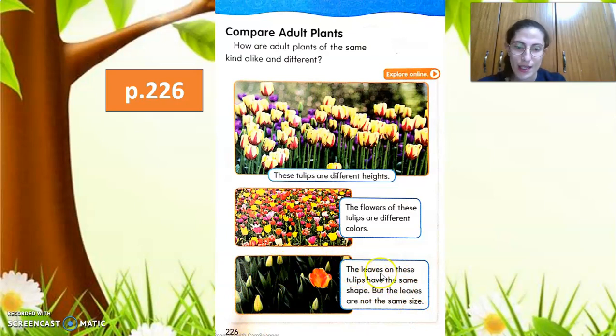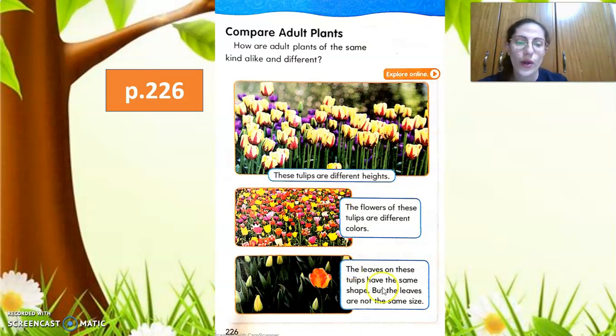Again, let's reread. The leaves on these tulips have the same shape, but the leaves are not the same size. Why? Because all the tulips, as we said, share the same parts, which are the shape of the flower, the shape of the stem, the shape of the leaves, but they have different colors, different sizes, different heights, okay? Why? Because these different traits, they get them from their parents.